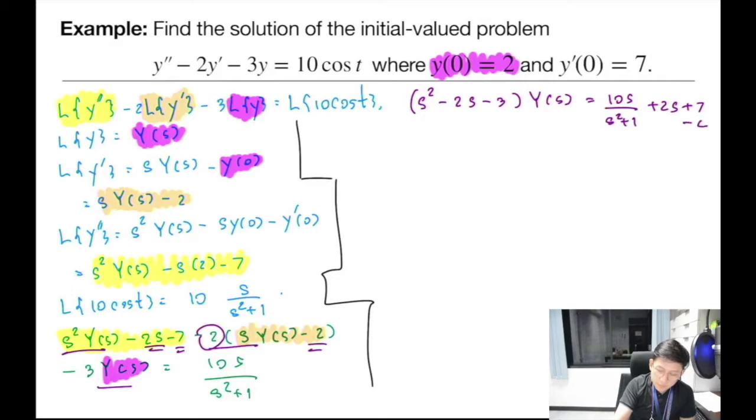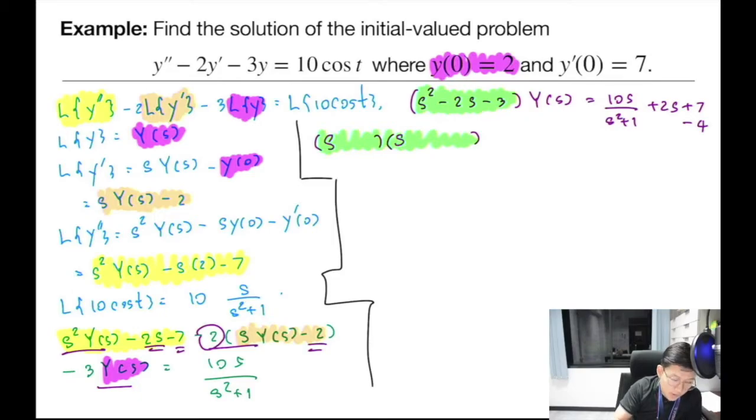Plus 4 minus 4, sorry. Okay, so we have s squared. I'll factorize this into this. So I have s, 3 and 1, isn't it? And then it's minus and plus. Ys equals 10s divided by s squared plus 1 plus 2s plus 3.